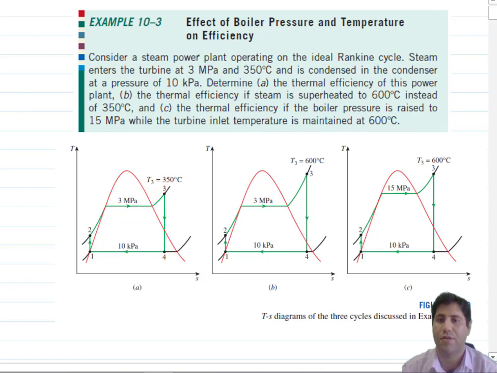Here we have a steam power plant which is operating in an ideal Rankine cycle. The steam enters the turbine at 3 megapascal and its temperature is 350 degrees Celsius, and it is condensed in the condenser at a pressure of 10 kilopascal. We need to determine A, the thermal efficiency of this power plant by this information and also the TS diagram which we have here.